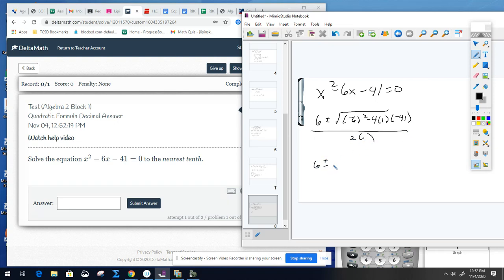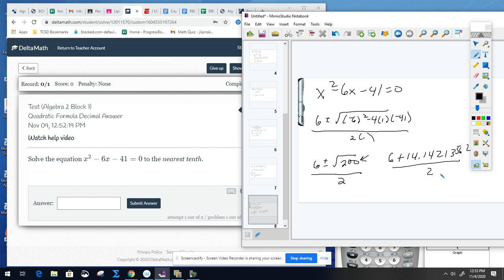So I've got 6 plus or minus a blank square root. Again, I get the calculator out. I put in negative 6 squared minus 4 times 1 times negative 41. And I get 200, all over 2. And I'm going to simplify this. So they want the nearest tenth. So I'm going to go ahead and get a decimal. So the square root of 200 is 14.14. So I've got 6 plus 14.1421356. Super important that you do not round too early.